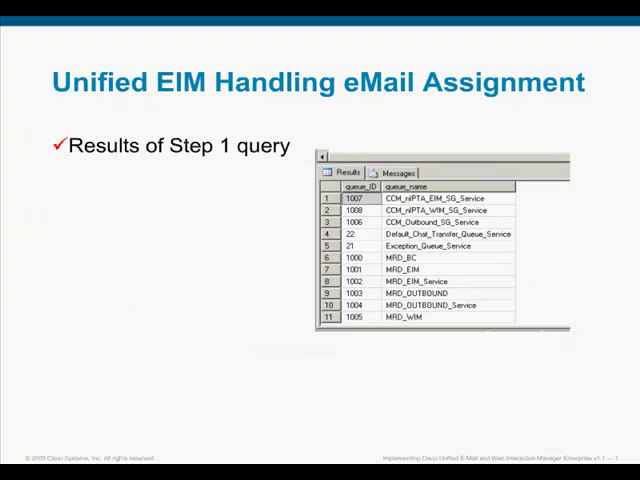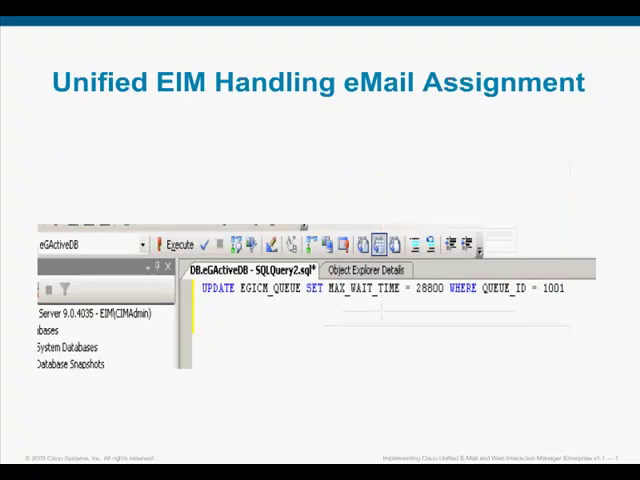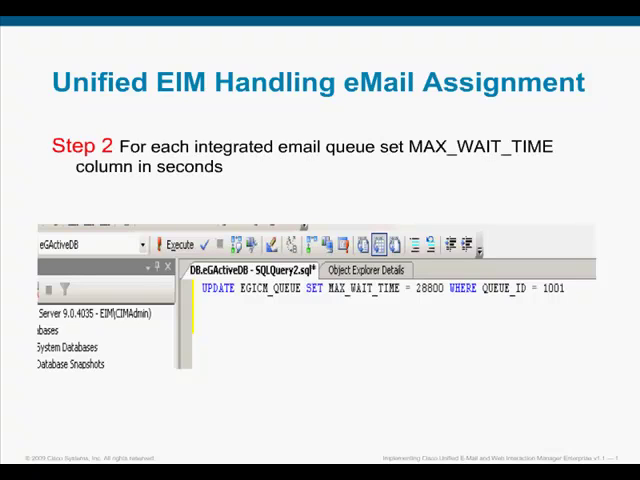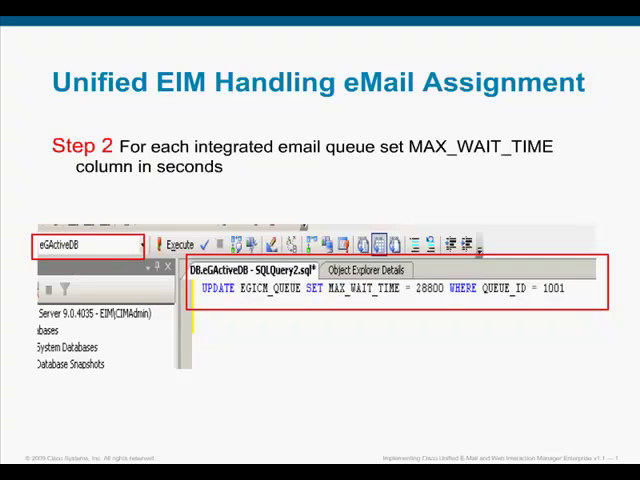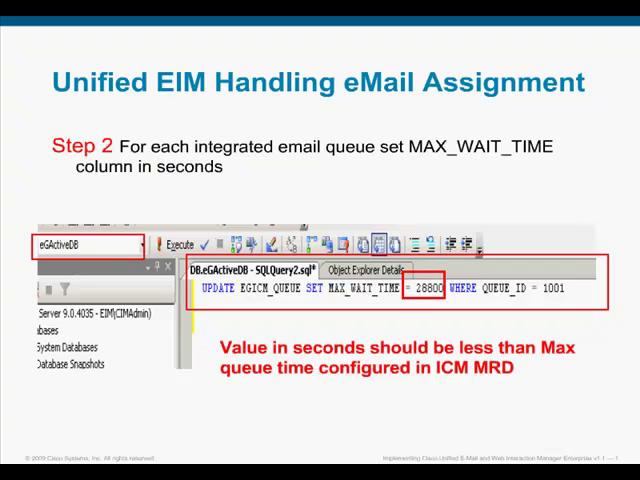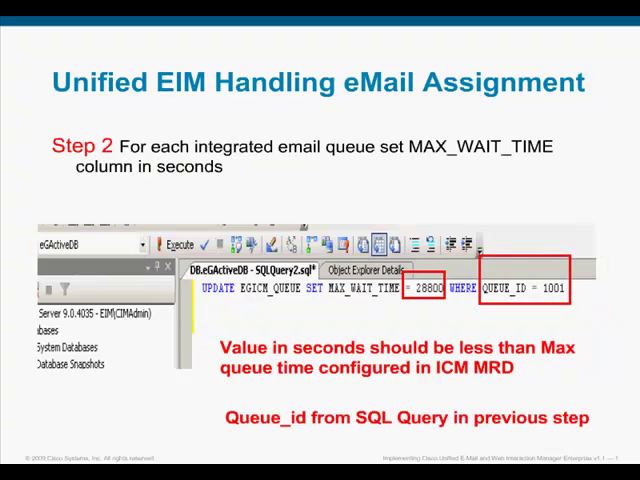Here I have the results of the query from step 1. If you will note, the queue ID of the MRD_EIM queue is 1001. Step 2. Again, in SQL on the active database, we are going to set the max wait time column in seconds. The value here in seconds should be less than the max queue time configured in the ICM MRD. The queue ID 1001 is from our previous SQL query.